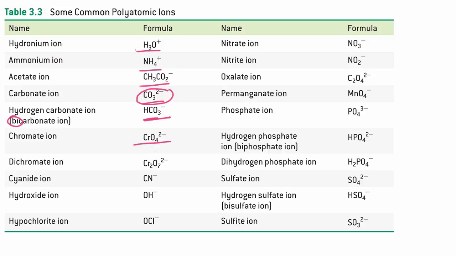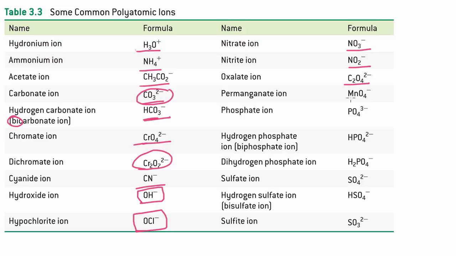This here is chromate ion. You have a chromium atom, 4 oxygens, and a -2 charge. And then we have the dichromate ion, 2 chromium atoms, 7 oxygens, and a -2 charge. This is cyanide ion. Here we have hydroxide ion and hypochlorite ion. Here is nitrate ion. Now notice that this has 1 less oxygen than the nitrate, and it still has a -1 charge. So this is the nitrite ion.